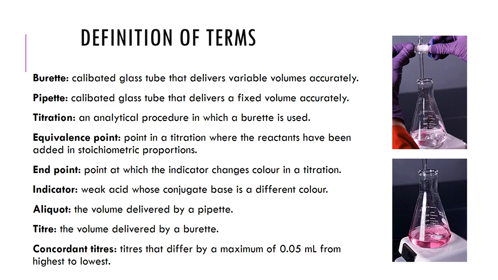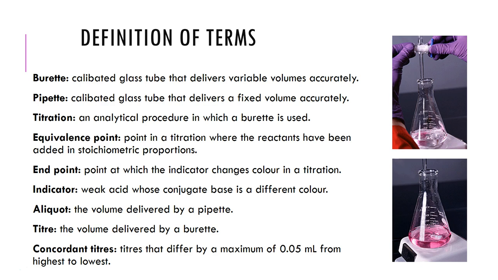So it's a molecule that has a different color in its protonated and deprotonated forms. Aliquot, which sounds like a pretty strange term, is actually what we refer to as any volume that is delivered by a pipette. So if we deliver a 25 centimeter cubed volume into a conical flask from a pipette, that will be referred to as the aliquot in our analysis.